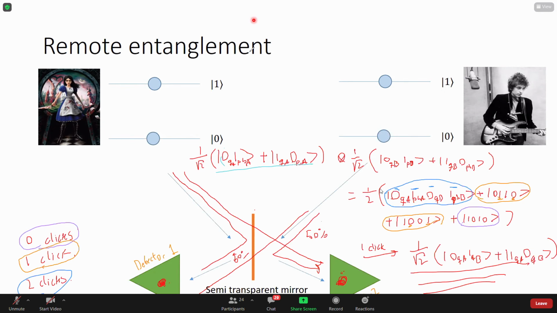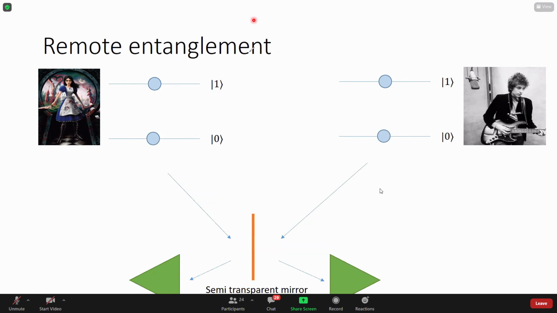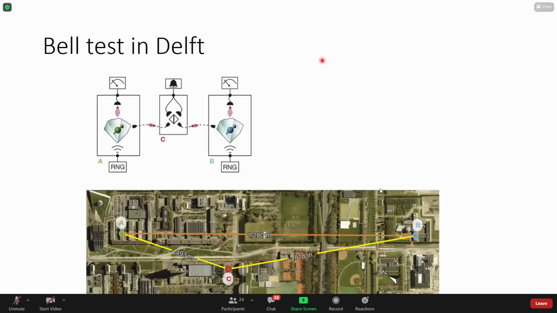Good. Then I will clear this drawing. And now move on to the next to show that this scheme was actually used here in Delft, which I alluded to in the previous lecture.